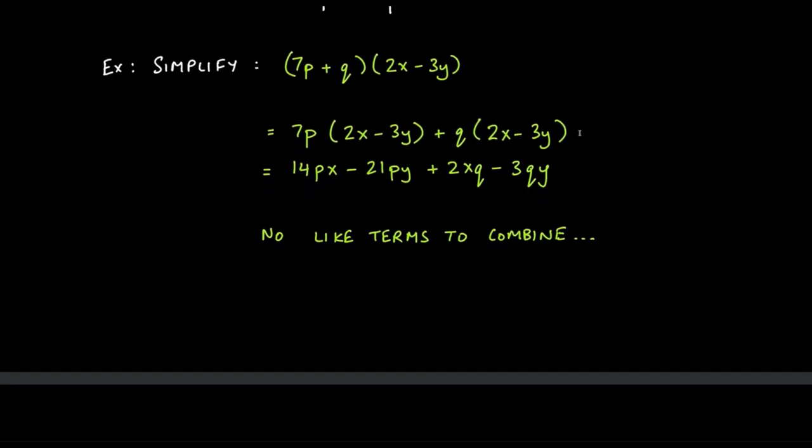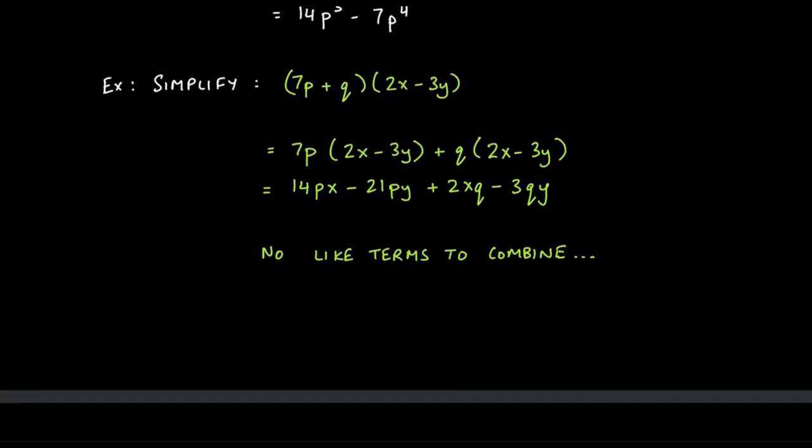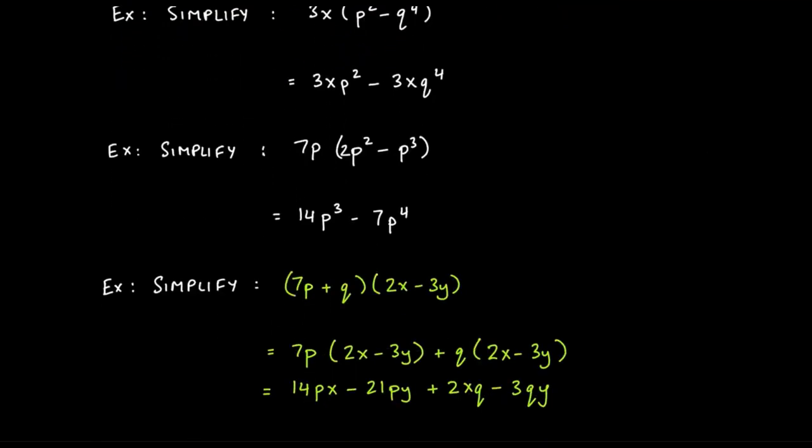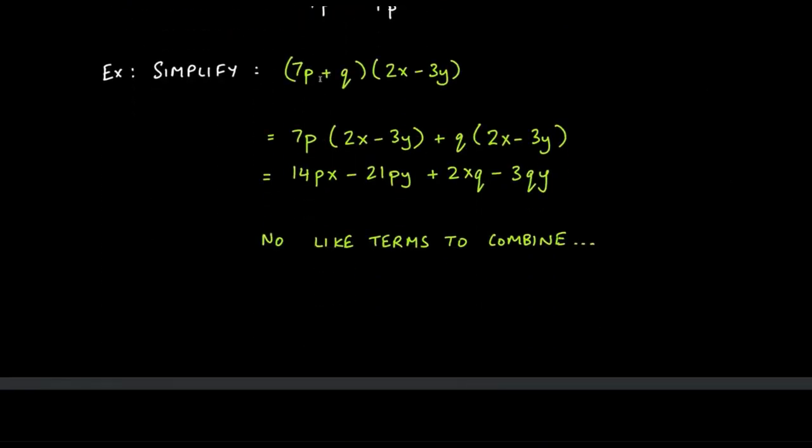Next thing we need to look at is, so up until now, what we've done is, this was a monomial, this was also a monomial, so I multiplied two monomials together. This is a monomial, this is a binomial, so I multiplied a binomial by a binomial. Same thing here, monomial by a binomial. This is the first example where we see a binomial being multiplied by a binomial.